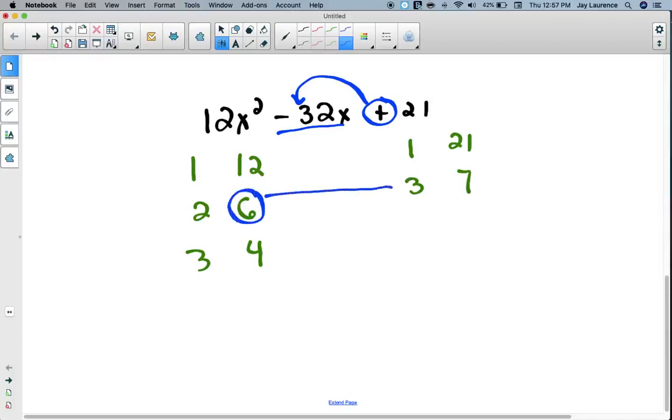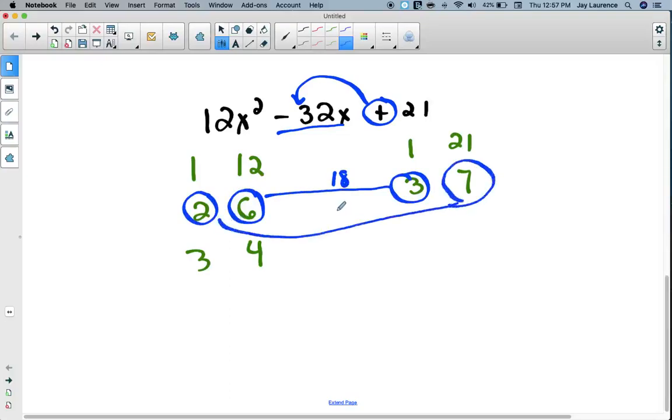6 times 3 is going to be 18. And 2 times 7 is going to be 14. And if I add those together, I get 32. The only problem is I want negative 32. Well, I have to add two negatives together. Yeah, negative 18 plus negative 14 would be negative 32. So now I'm ready to factor it.